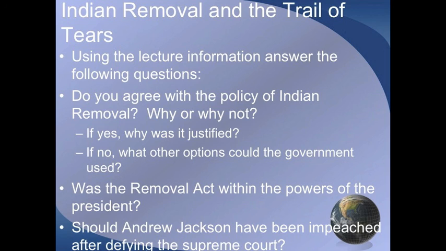Was the removal act within the power of the President of the United States? And lastly, should Andrew Jackson have been impeached after defying the Supreme Court?